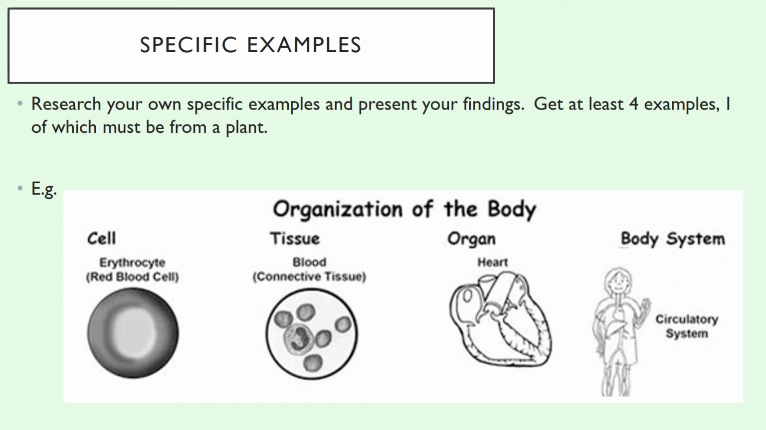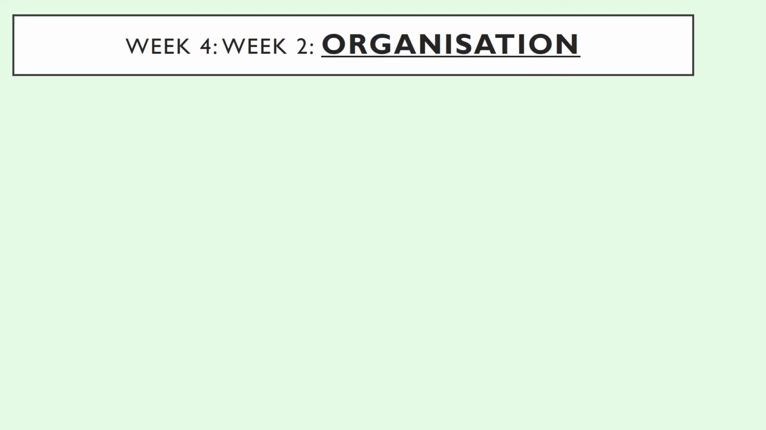So if you can find pictures, that would be fantastic, but however you want to show it. But I would like to see those subheadings of cell, tissue, organ, organ system. And you need at least 4 examples, one of which must be from a plant. If you could send that off to your biology teacher when it's done, that would be fantastic.